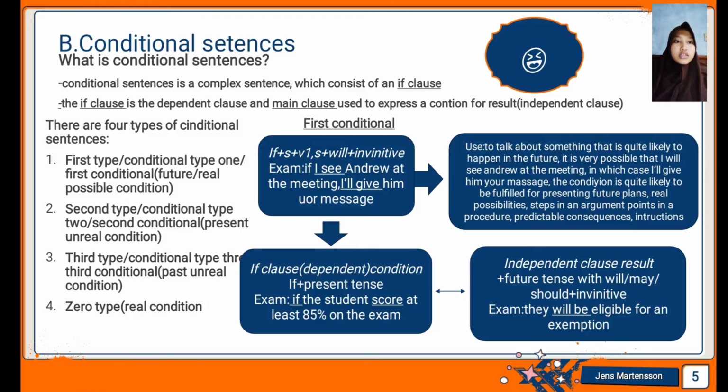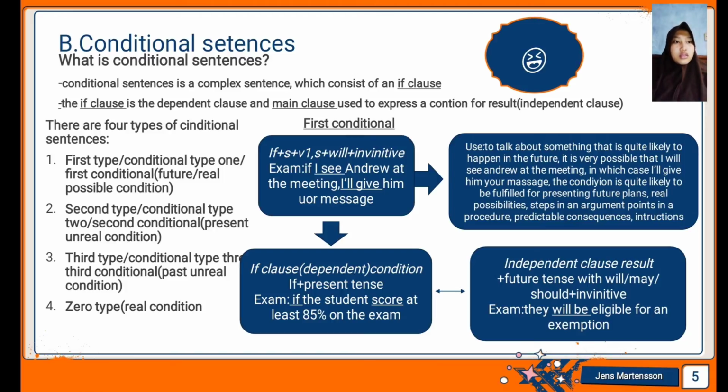2 is second type, or conditional type 2, or second conditional: present unreal condition. 3 is third type, or conditional type 3, or third conditional: past unreal condition. 4 is zero type, or real condition.